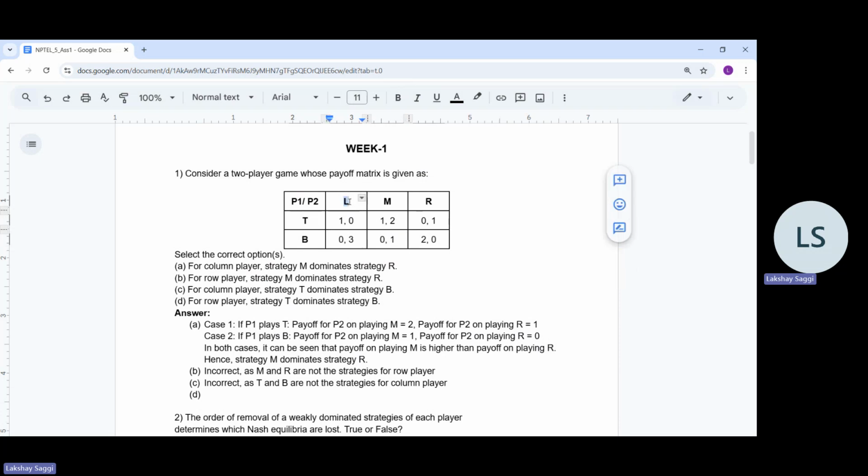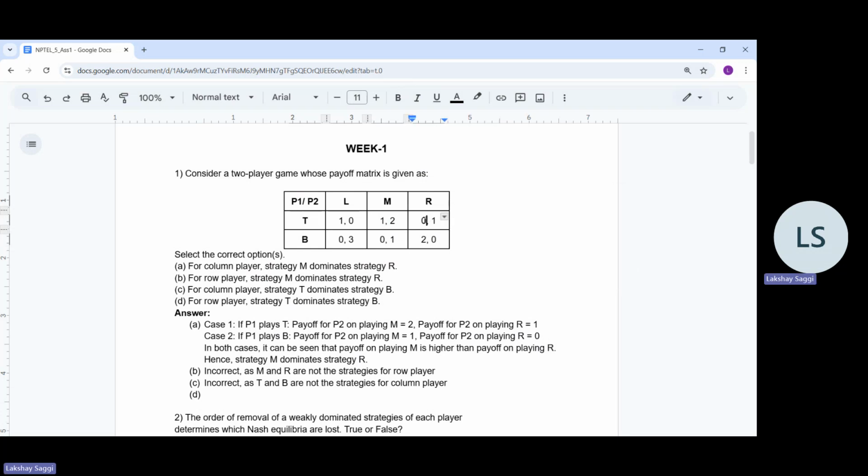So let's see, if column player plays L, then we have to check this column. In this column, we can see that if row player plays T, we get a payoff of 1, whereas on playing B, he gets a payoff of 0. So 1 is greater than 0. So at least if column player plays L, then T is a better strategy than B. But now if column player plays M, then again we can see that T is a better strategy than B because again the payoffs are 1 and 0.